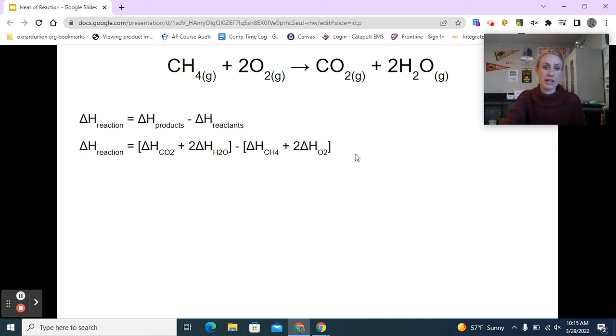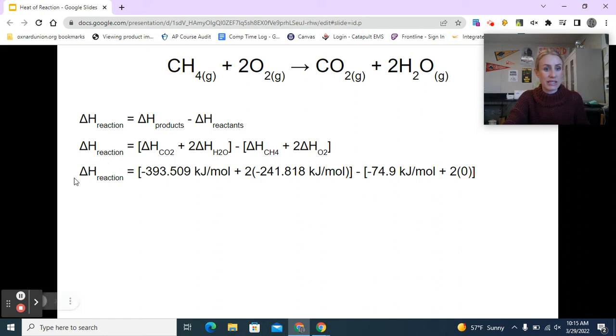So now, using those enthalpies of formation from the previous slide, we can plug in our numbers here. We get delta H of the reaction is equal to negative 393.509 kilojoules per mole, which was the enthalpy of formation for carbon dioxide, plus 2 times that negative 241.818 kilojoules per mole, which was the enthalpy of formation for water, minus my negative 74.9 kilojoules per mole, because that is the enthalpy of formation of methane, plus 2 times 0, because the enthalpy of formation for just oxygen is 0, because that is its elemental form.